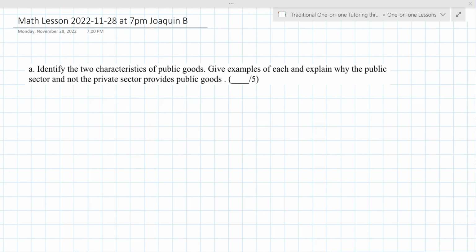I think there's keywords they're looking for here. So have you heard of non-excludable and non-rival? I've heard of non-rival, not non-excludable. Okay. So these are the two words they're looking for, part A: non-excludable and non-rival, or non-rivalrous.